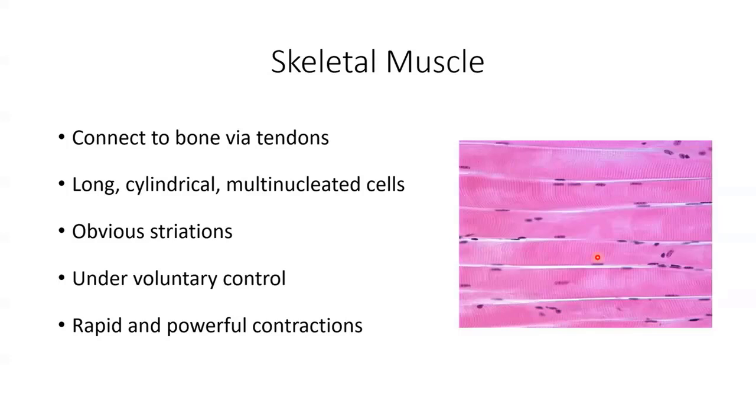When our skeletal muscle contracts, it responds quickly to the nervous stimulation. And when it does, it produces strong and powerful muscle contractions. However, relative to our other muscle types, skeletal muscle tires quite easily.